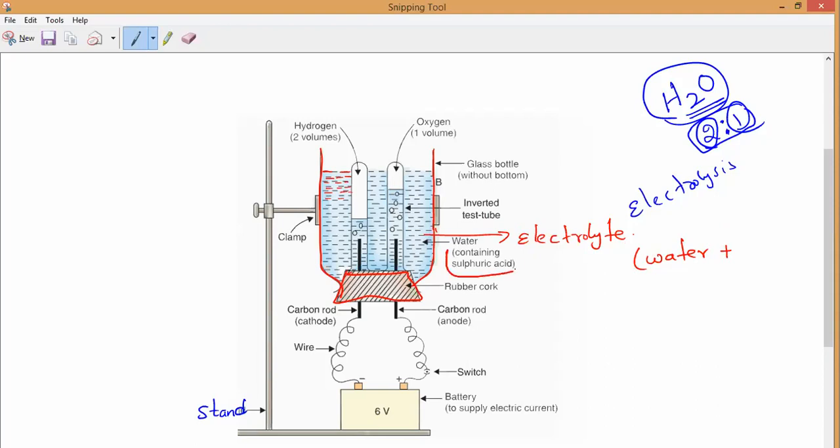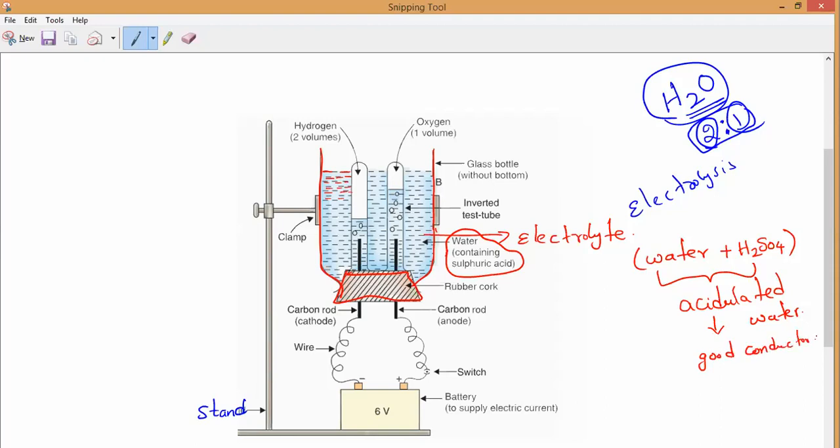You can see here, sulfuric acid. Sulfuric acid, not more amount, understand? A little amount of sulfuric acid. For example, 90% you fill with water and a little amount of sulfuric acid you add. So then this substance is called what? Once you add the acid, this is called acidulated water. What is it called, guys? Acidulated water, which works like a good conductor. Do you understand, everybody? Any doubt you can ask me.